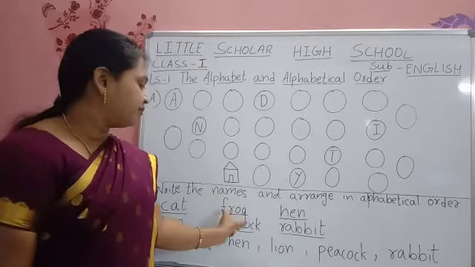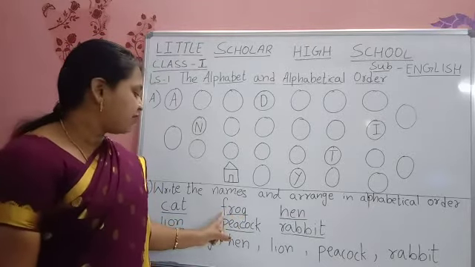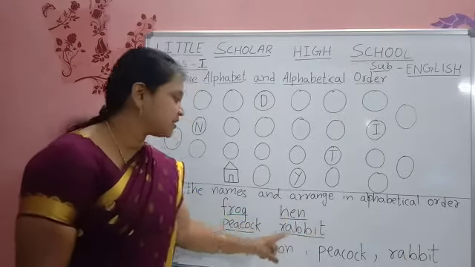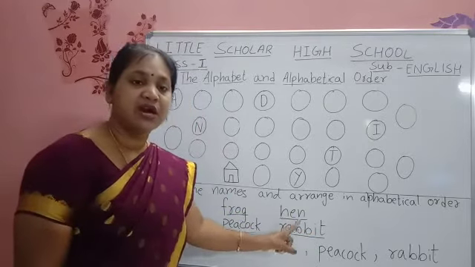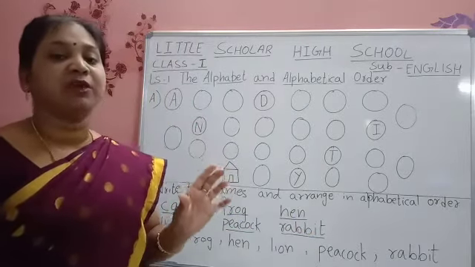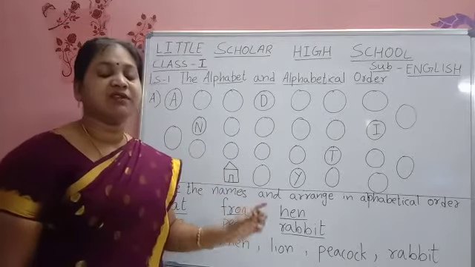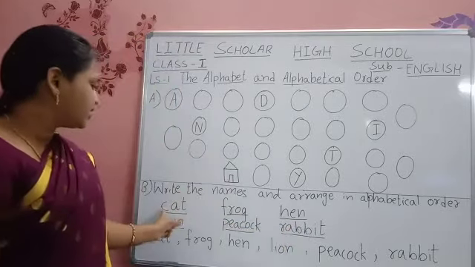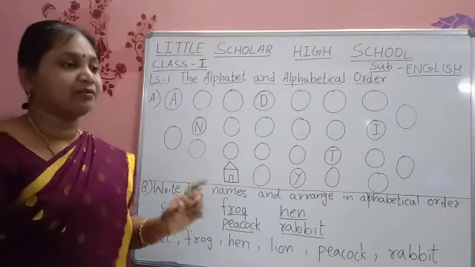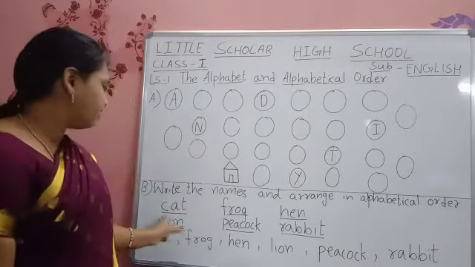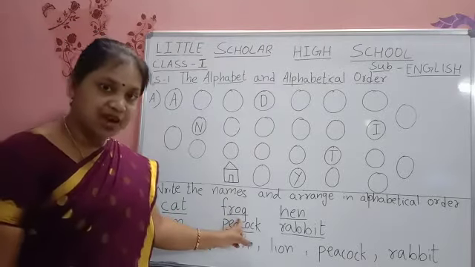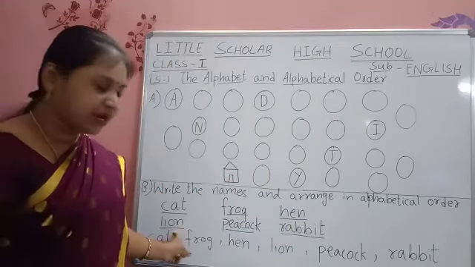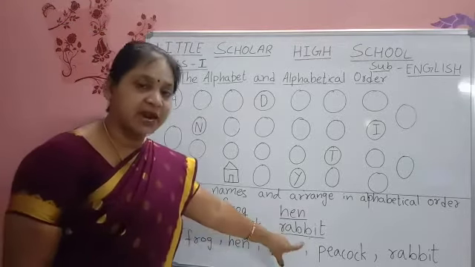All these letters you can see in the alphabets. Words are formed from letters. F, R, O, G, frog. H, E, N, hen. R, A, B, B, I, T, rabbit. So these all are letters. We put the letters together to form a word. When the letters are put together and make a meaningful word, then it is a word. C-A-T, cat is one word. F-R-O-G, frog is one word. H-E-N, hen is a word. L-I-O-N, lion is a word. Peacock is a word. Rabbit is a word.